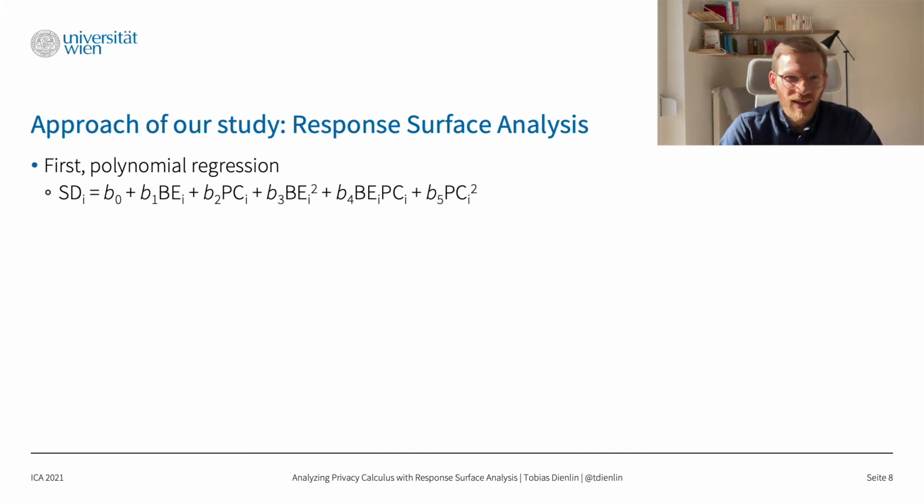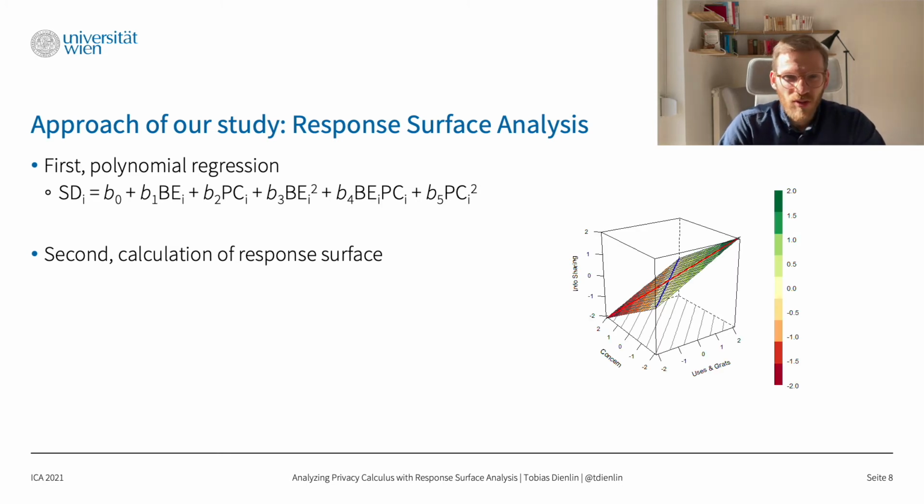On the basis of this polynomial regression, we can then construct a response surface, and we look at it specifically. So it could look a bit like this. This is what we hypothesize. If we focus on it, we do have the line of congruence, which is the blue line. Here we would expect that if concerns and expected benefits are on the same level, be it high or low, the self-disclosure should remain the same.